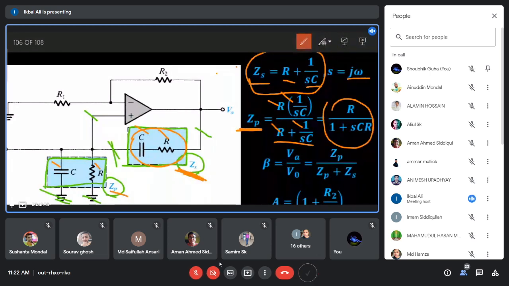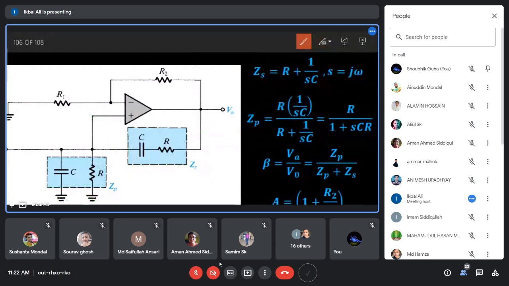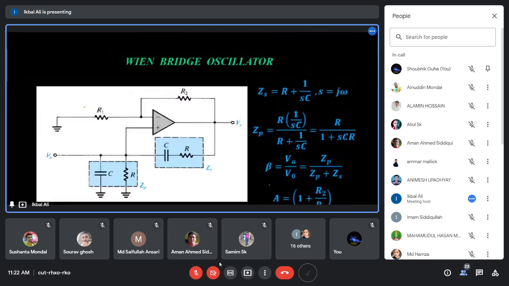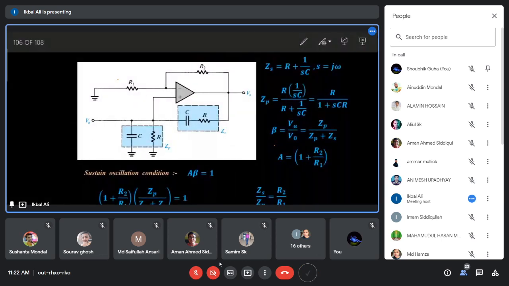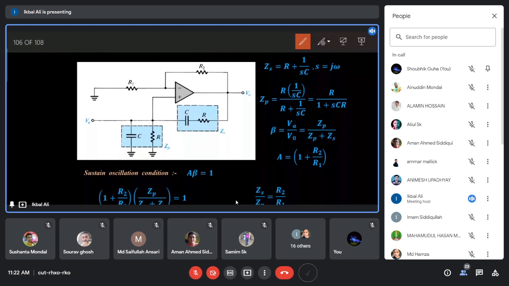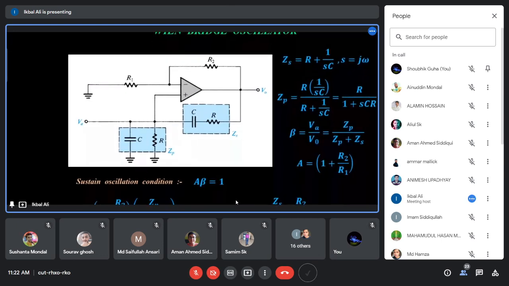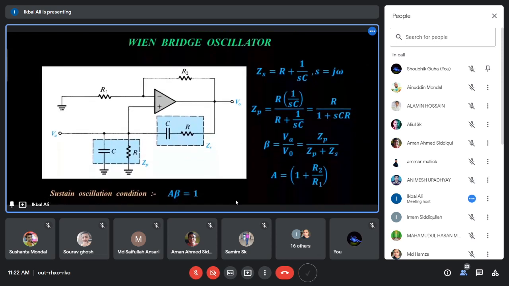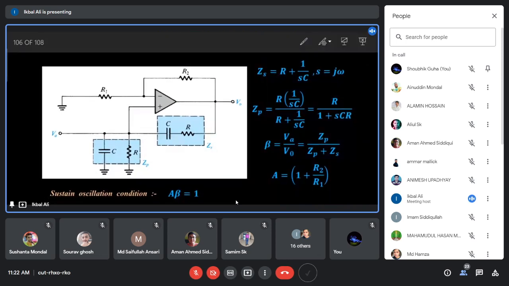Is there any difficulty to understand this ZP and ZS? Have you understood this? Anyone has any doubt? This is a very simple circuit theory application. Anyone has any other doubt? Now you see, I hope that there is no doubt.